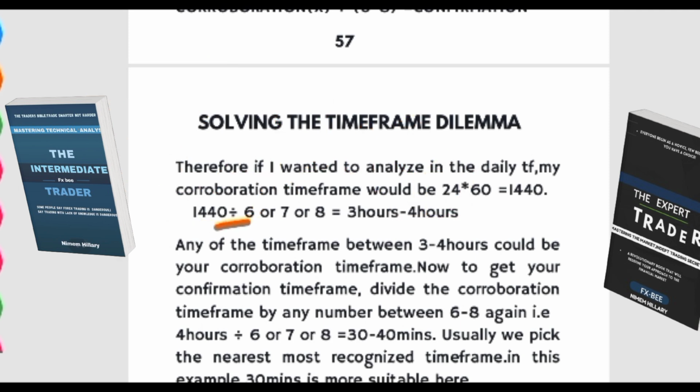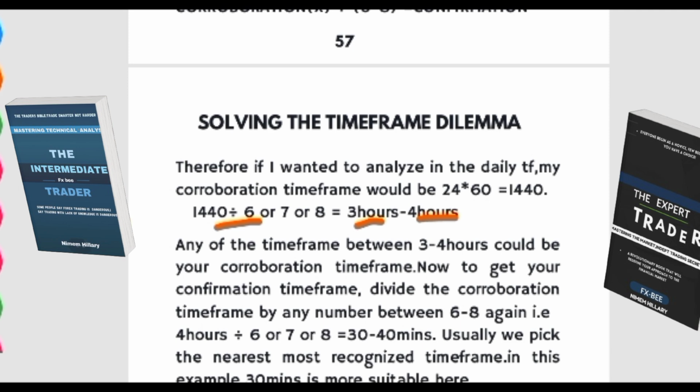You can see that if we divide it by 6, it's going to give us 3 hours. If we divide it by 7, I think 3.7 hours. If we divide it by 8, it's going to give us 4 hours. So if we wanted to analyze the daily time frame as our higher time frame, our corroboration time frame would have been 4 hour. So after getting our bias in the daily time frame, we have to come down to 4 hours to also see, to get our corroboration, to see if they are working together. Okay? So any time frame between 3 to 4 hours here now can be our corroboration time frame in this example.